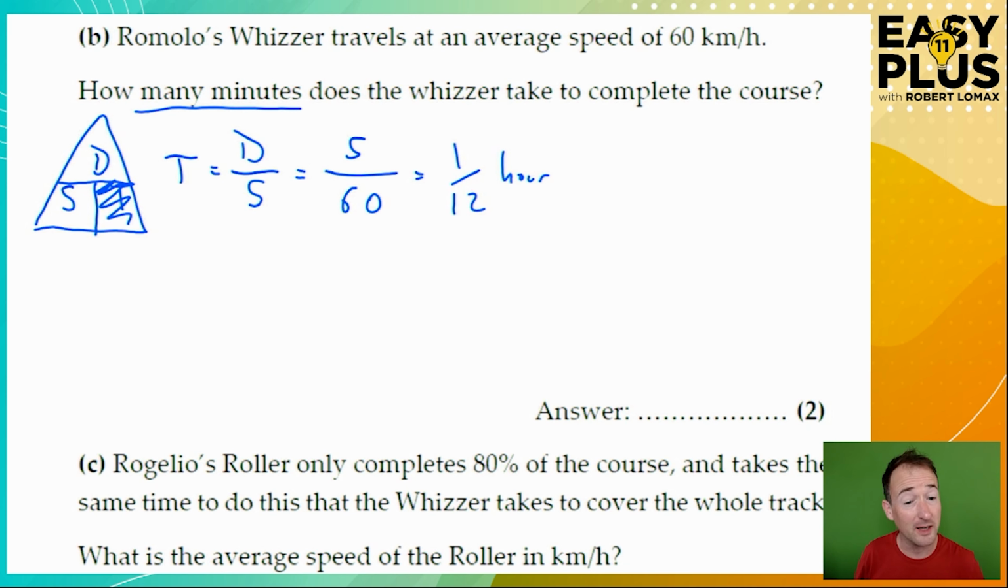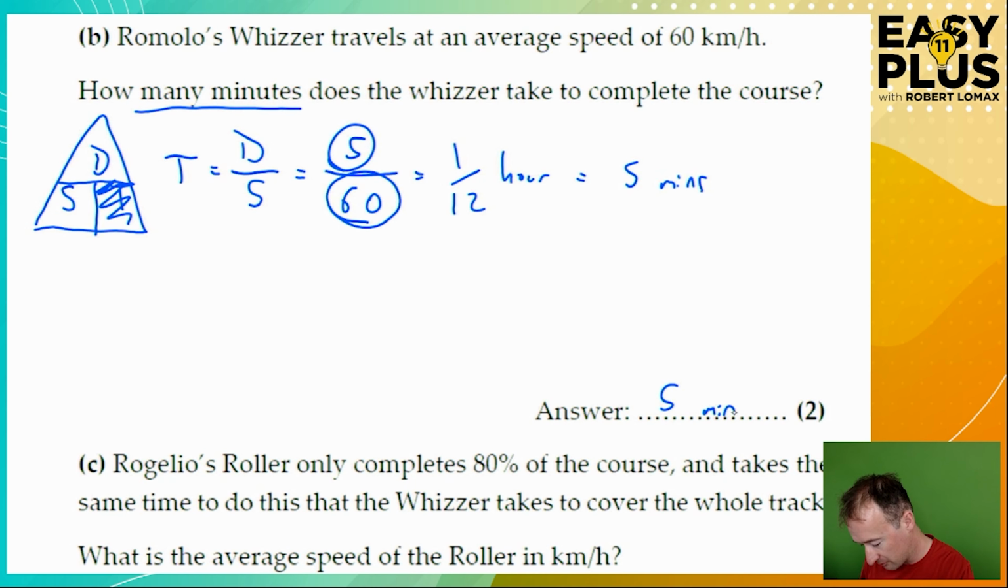But we're looking for an answer in minutes. There are 60 minutes in an hour, and in fact our working has already shown us that this takes 5/60ths. So 5 minutes out of the 60 minutes in an hour. So that just equals 5 minutes. So the answer is 5 minutes, or you can just write mins if you want to.